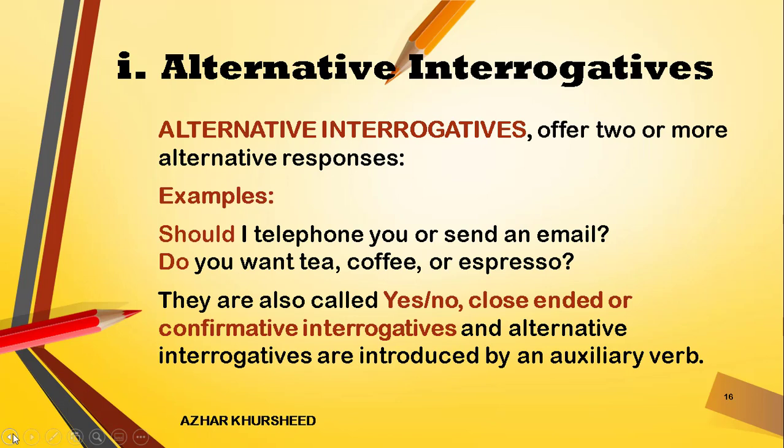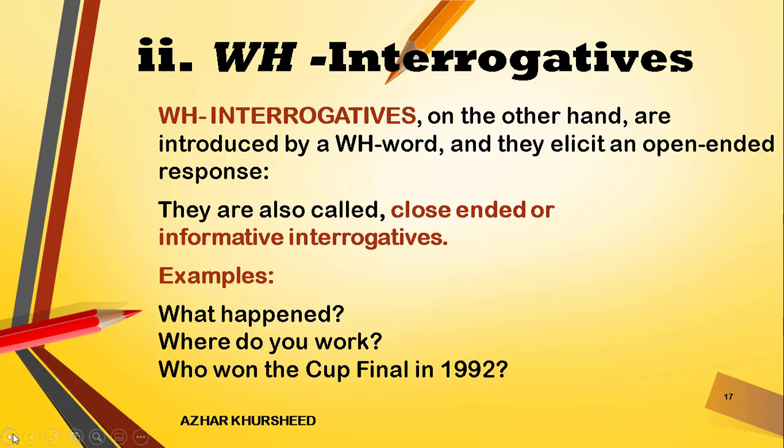Is this your book? Like these, starting with an affirmative, or it could be auxiliary verbs. Then comes the second part, WH or interrogatives. WH or interrogatives, on the other hand, are introduced by a WH word and they elicit an open-ended response. They're also called closed-ended or informative interrogatives. Examples: What happened? Where do you work?